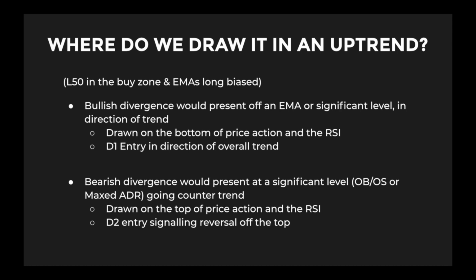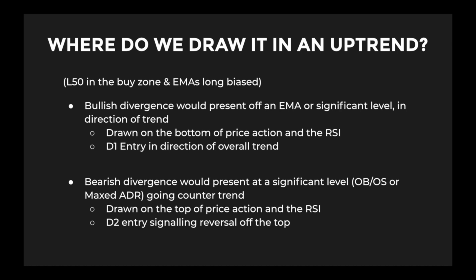Compare that to bearish divergence, which would signal off a significant level that you could be reversing and coming back down lower. A D2 will present at the top of an uptrend, and you can use higher time frames, of course, to then confirm if you're going to be able to hold that.